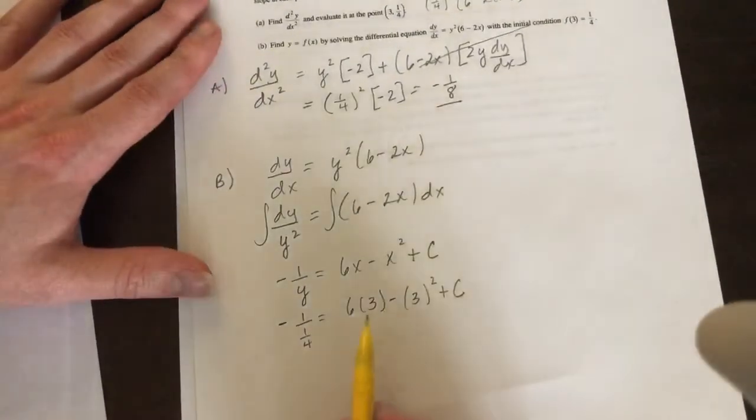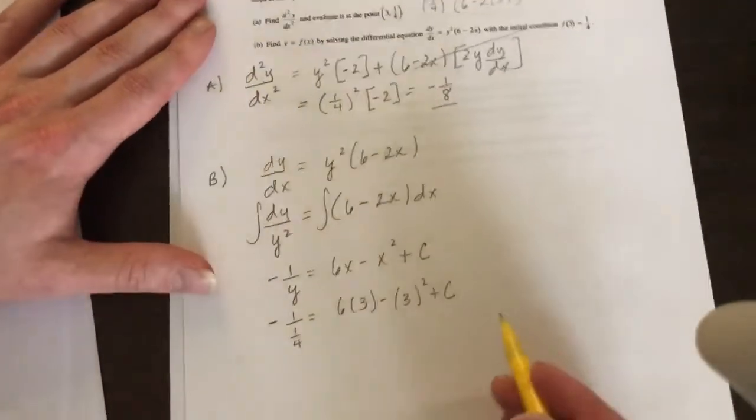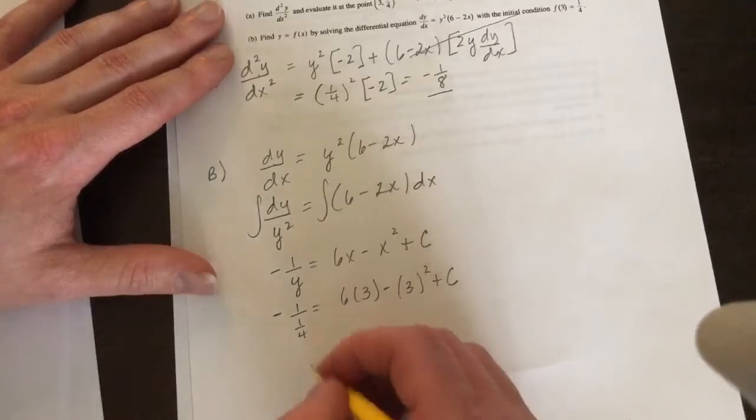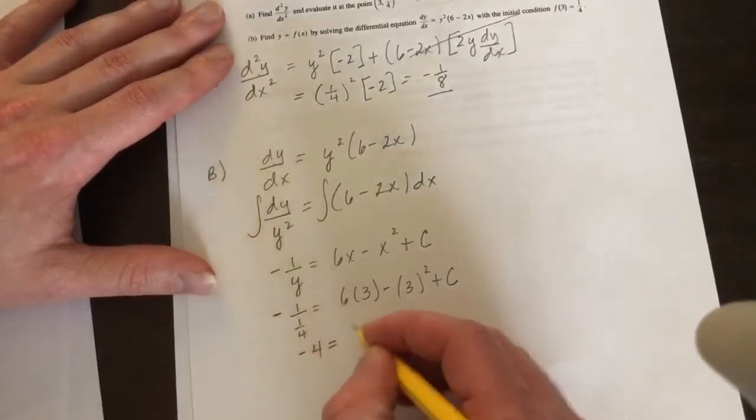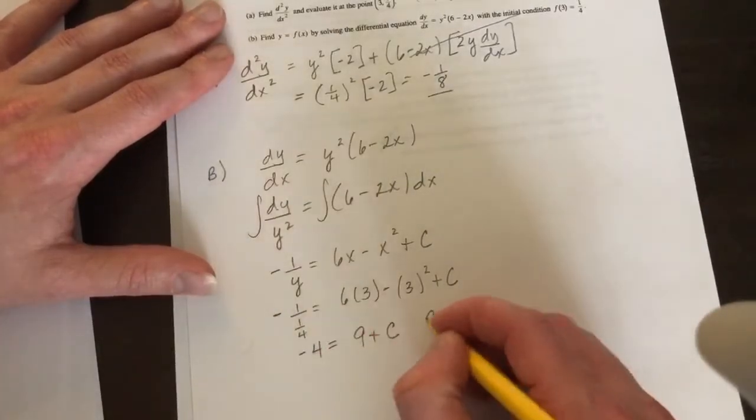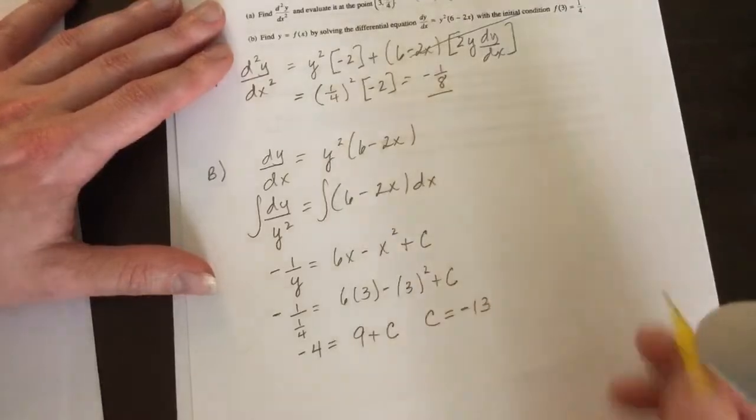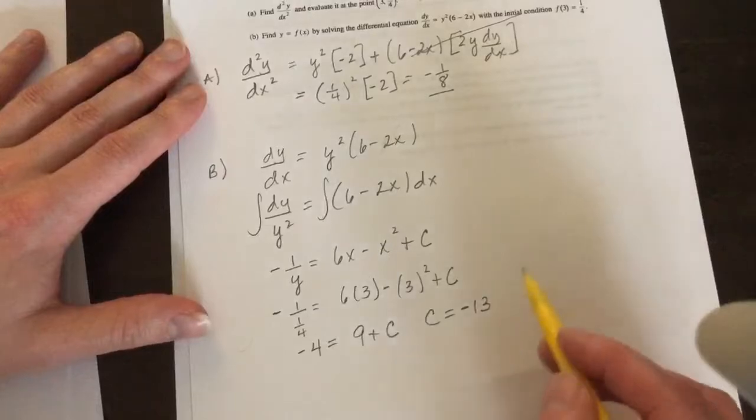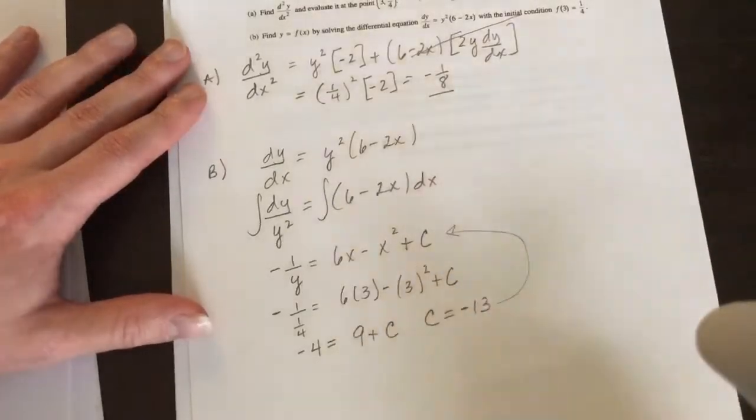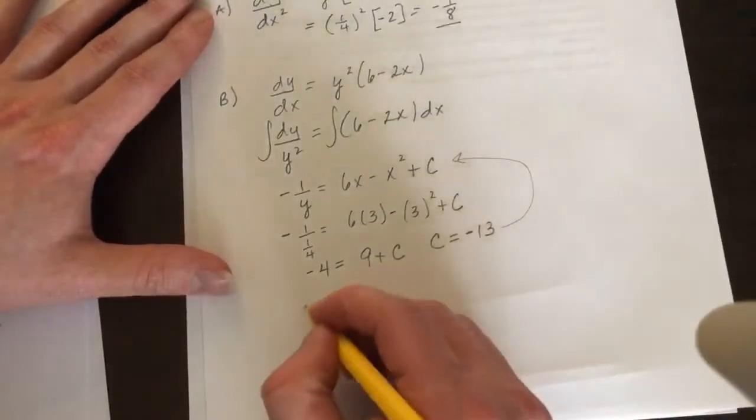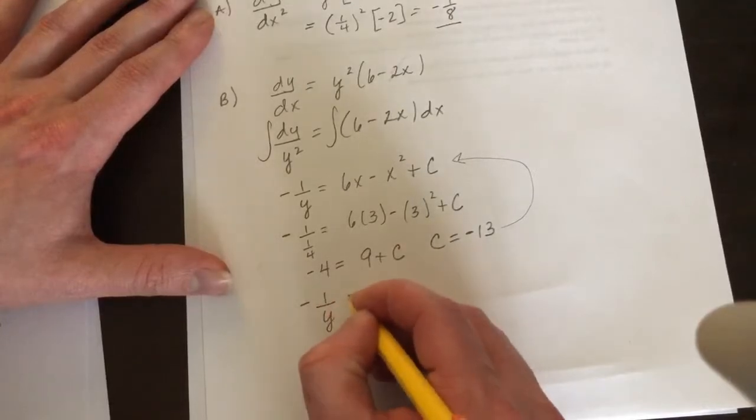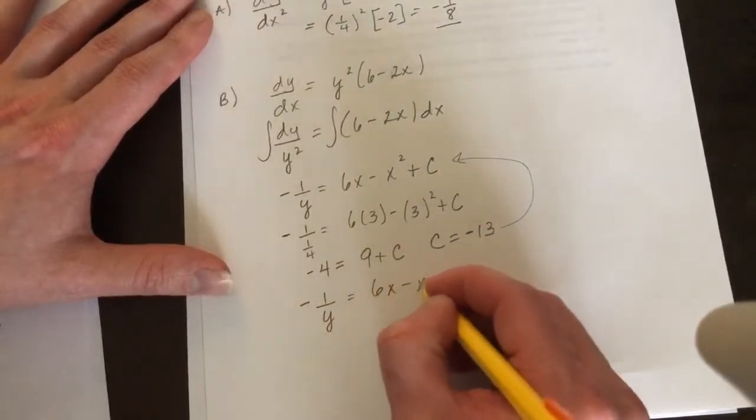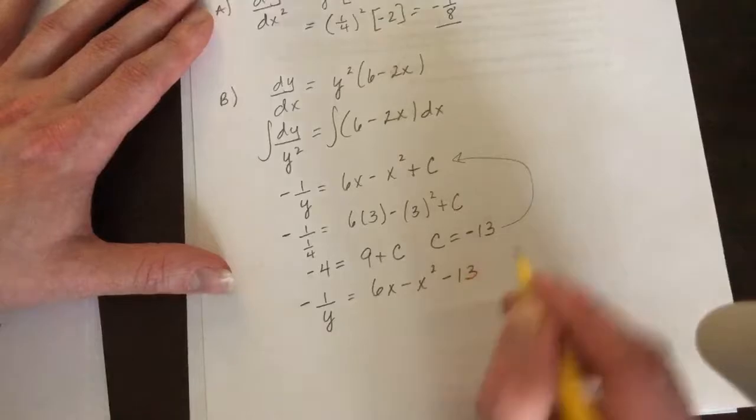Okay, so 6 times 3 is 18. 18 minus 9 is 9. Okay, so negative 4 is equal to 9 plus c. So your c comes out to be negative 13. Okay, now once we find our c, we take it and we plug it back in right there. So this becomes negative 1 over y is equal to 6x minus x squared minus 13.